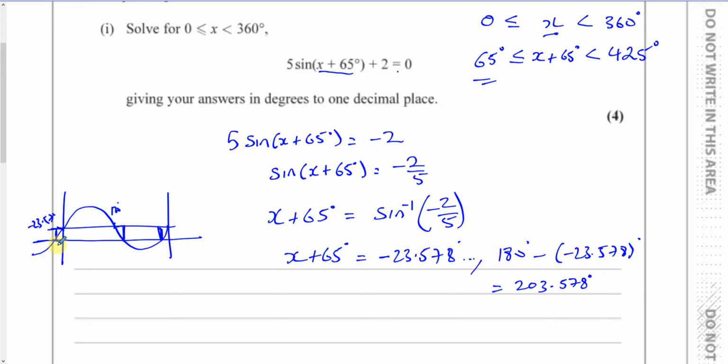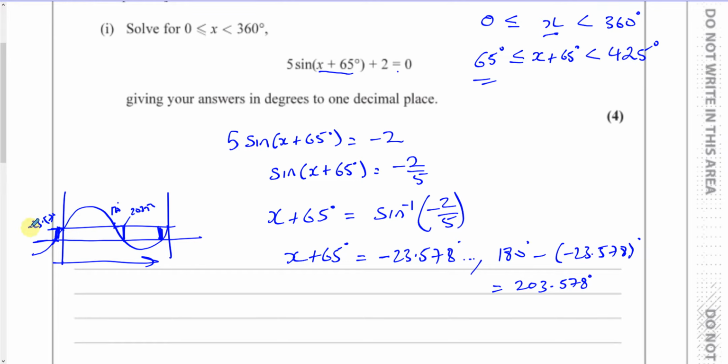Well, what we know is that the sine curve repeats itself every 360 degrees. So this angle is going to repeat 360 degrees away from here. To find all the other angles, once you've got the two main angles, 203.578 and minus 23.578, you just have to add 360 to them and subtract 360 from them until you're outside of the range.